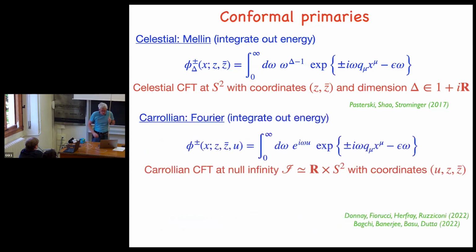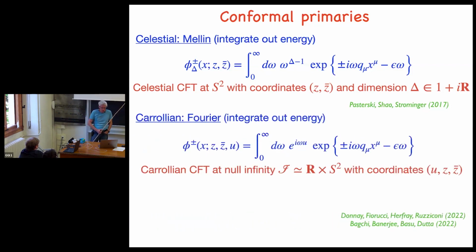And in the celestial approach, sorry, in the Carrollian approach, you define your field. Now, of course, you need fields depending on these three coordinates, z and u, and now you do this, which is not a Mellin but a Fourier transformation. But of course, you can intertwine between both fields. So the only difference is this transformation with this delta here, and here you have this coordinate u.